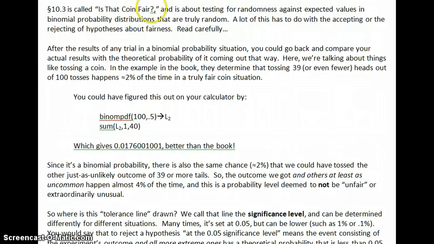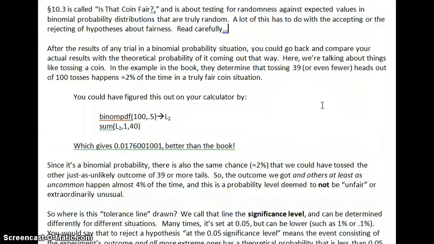Well, the coin is actually the title of the section, but a coin is a perfect example of let's test for probability. Let's test our probabilities and see if the coin turned out the way it was supposed to, or is it so weird that I can sort of accuse this coin of being unfair and mathematically prove that there's something going on here that's not supposed to be going on.